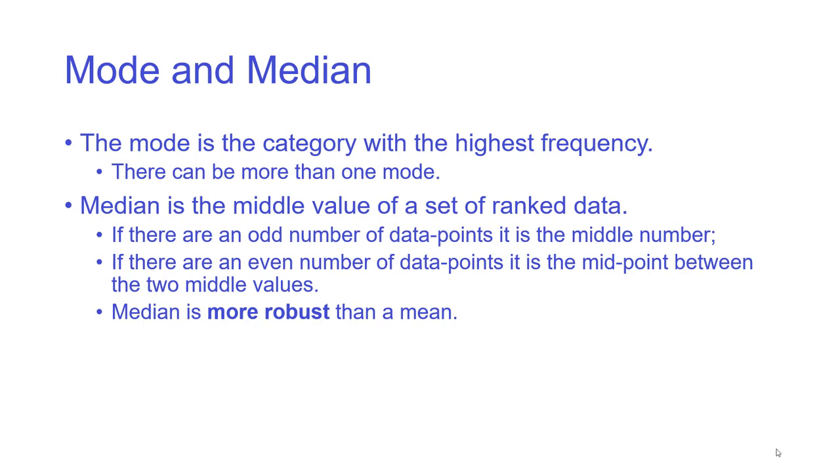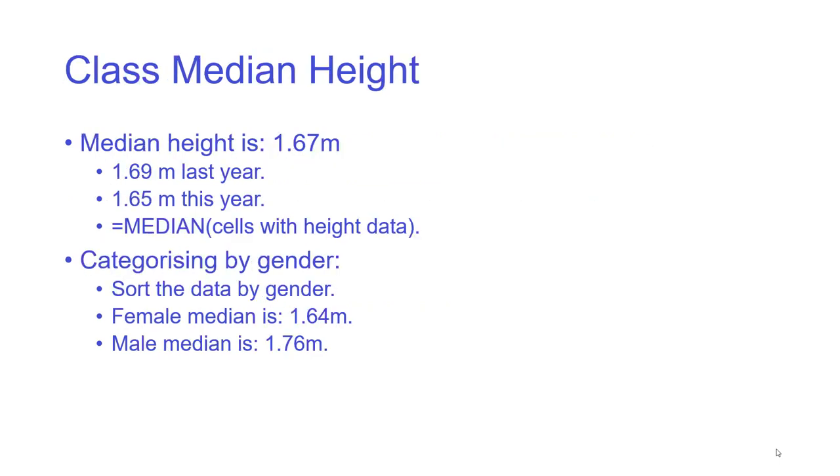Now, the median is underused. Probably we should use it more often because it's more robust than the mean. By more robust, I mean it's less affected by outliers and bad data. And we'll have some examples of bad data and outliers in a minute.